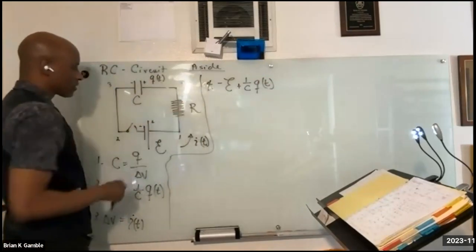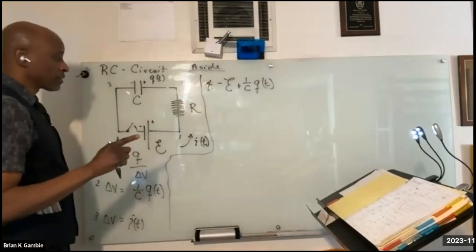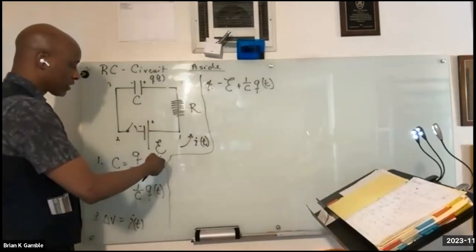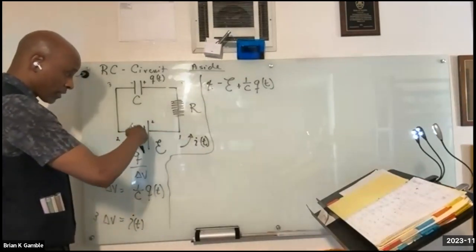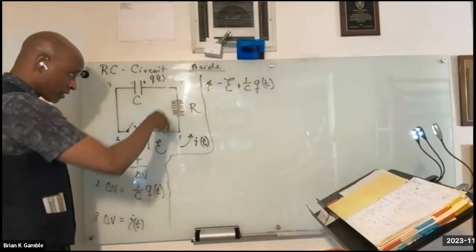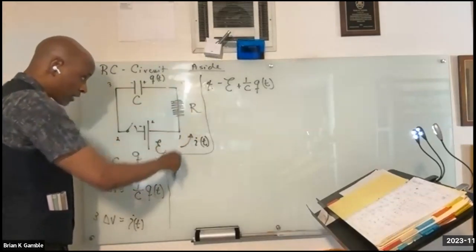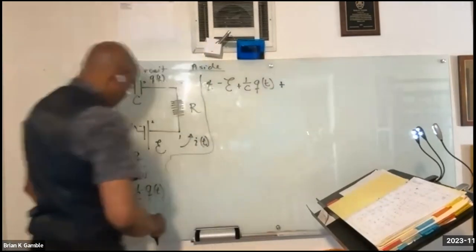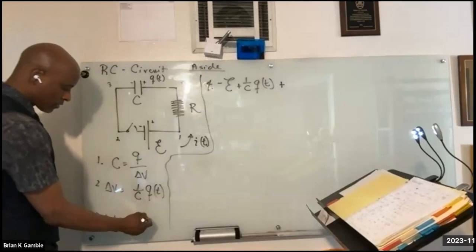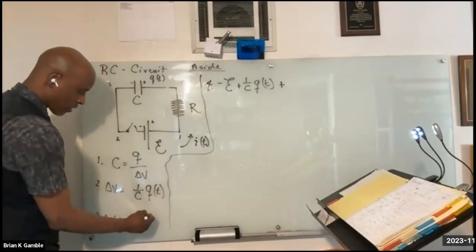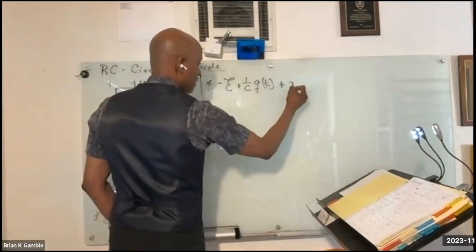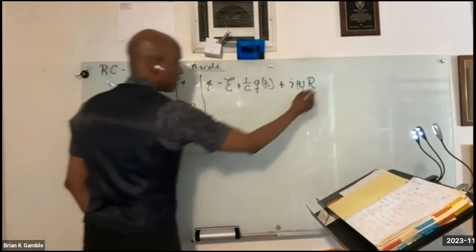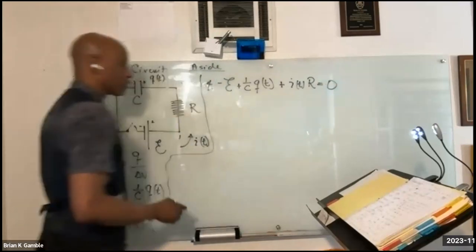And then whenever we go through a resistor in the direction of current, that's a voltage drop. But I've said the current is actually going in the counterclockwise direction, and I'm traversing in the clockwise direction. So when I go through the resistor from 4 to 1, I'm going through it in the opposite direction of current. So that's plus the voltage across the resistor, which is I times R. And so I'm going to write that as plus I of t times R. And then when I get back to 1, my total change in voltage should be equal to 0.